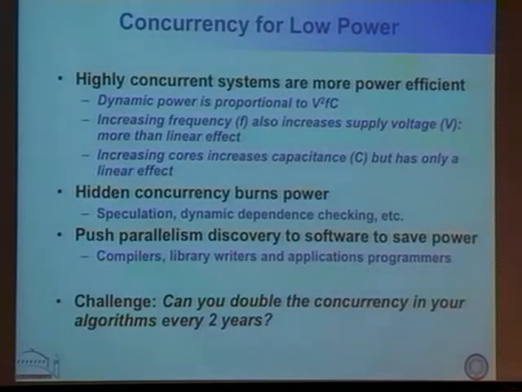So a challenge for those of you who are application programmers or library writers is, can you double the concurrency in your algorithms every 1.5 to 2 years? In keeping with the Moore's law trend, rather than doubling the clock rate, we're going to be doubling the number of cores. So now the challenge for you is not just to deal with dual core or quad core, but to imagine that every couple of years you need to be able to double the amount of concurrency in your algorithms.